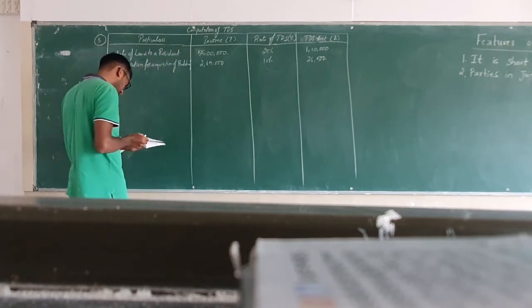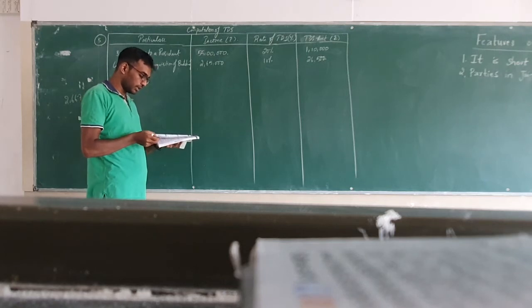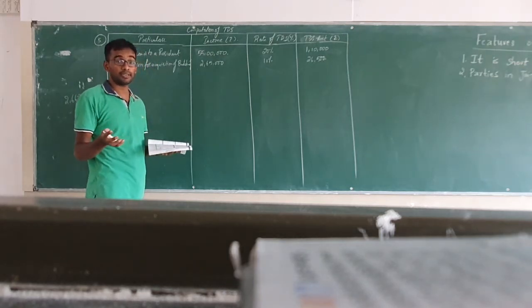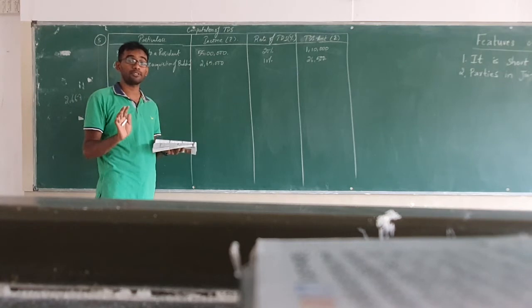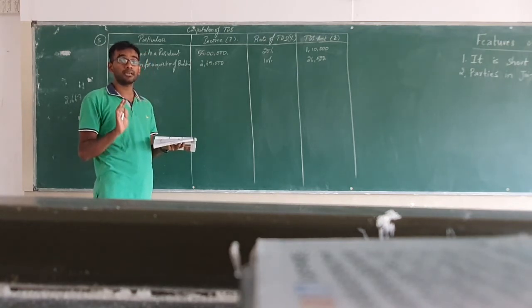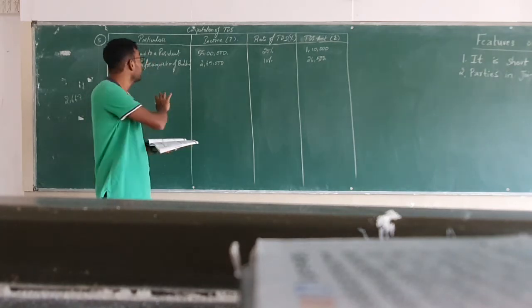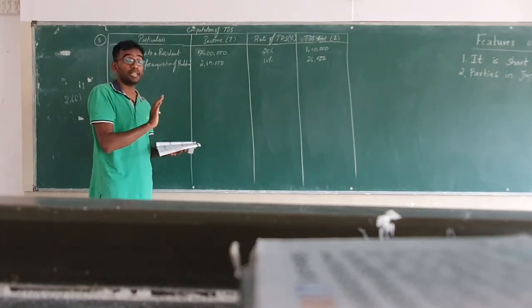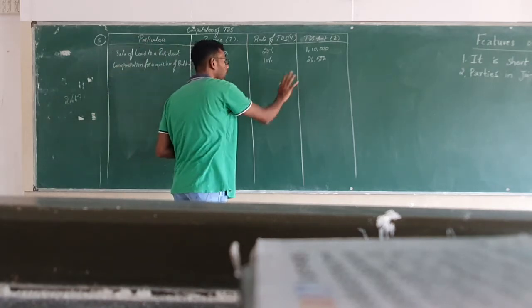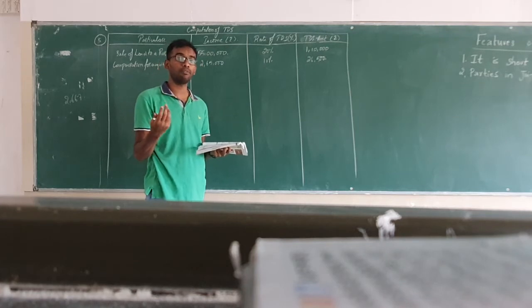Next transaction they have given: commission earned on sale of lottery tickets is 12,000. Now commission earned on sale of lottery tickets will not come under the purview of provisions of TDS. That means it will be exempted from deduction of TDS. But still anyways we have to show it here under particulars column, and we have to write under TDS amount column as not applicable, because TDS is not applicable on commission earned on sale of lottery tickets.